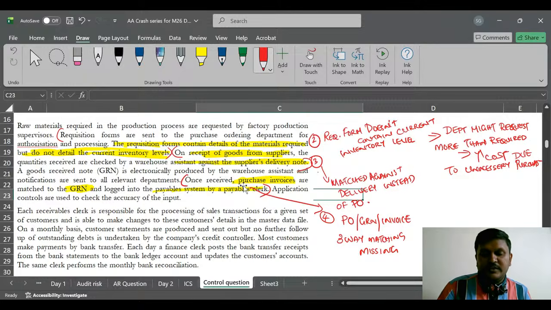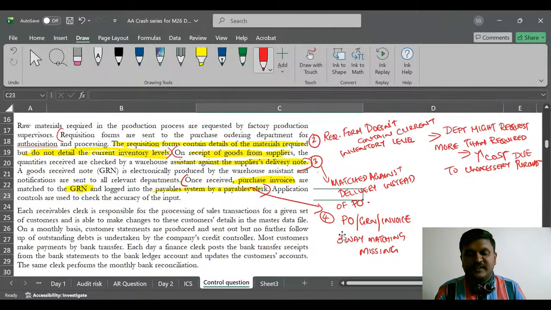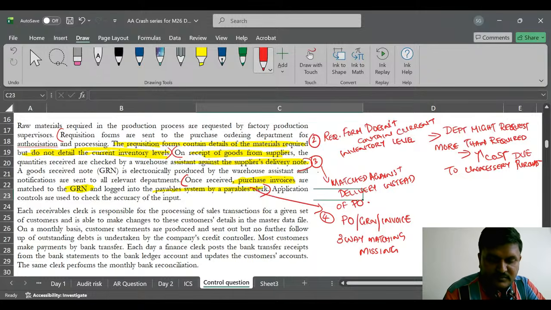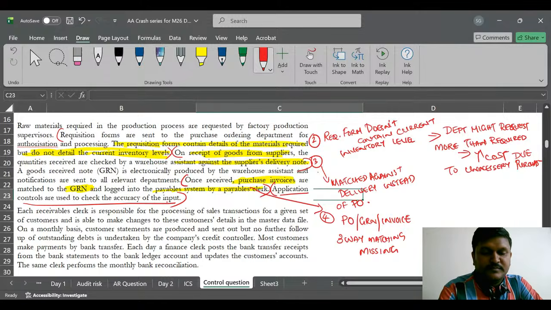Once three-way matching is missing, the purchase invoices would not be matching with the PO. The same problem will be happening over here. That could be one thing. That is the fourth one. Same recommendation: it would be matched against this, and three-way matching should be done over there. And we will be continuing with the next sentence. Application controls are used to check accuracy of the input.